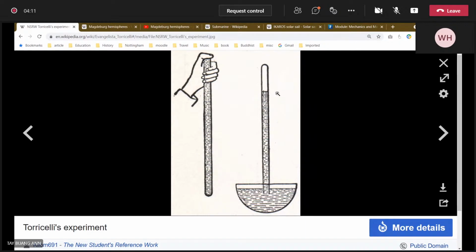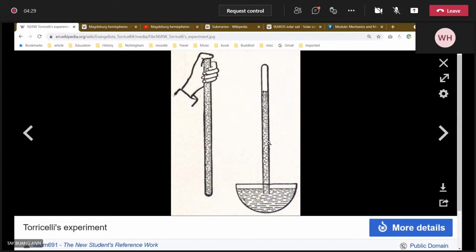We find that this is 76 centimeter under atmospheric pressure. 76 centimeter mercury. That is already a measure of the atmospheric pressure. 76 centimeter mercury. And we will learn how to calculate this afterwards. This is a unit of pressure.